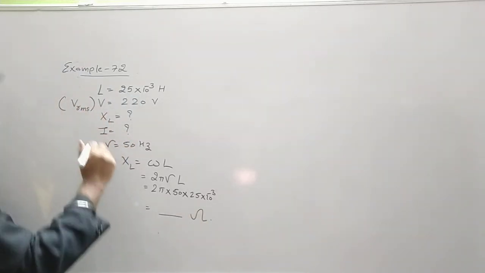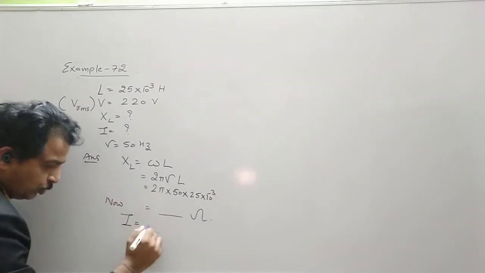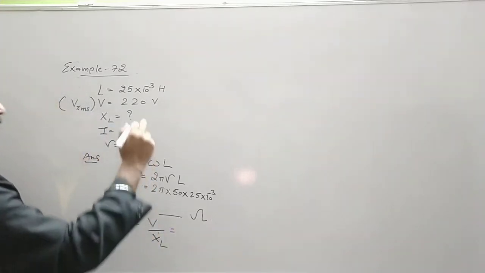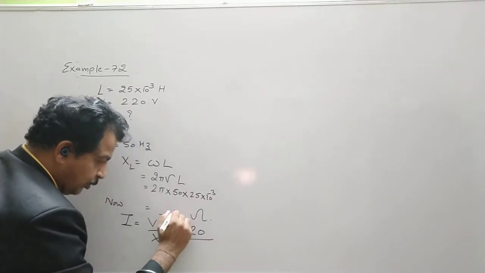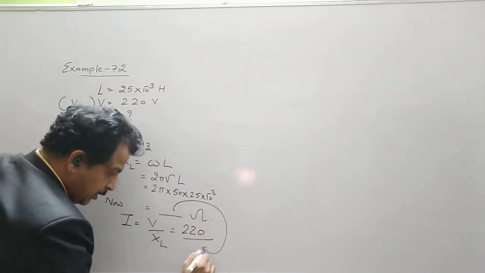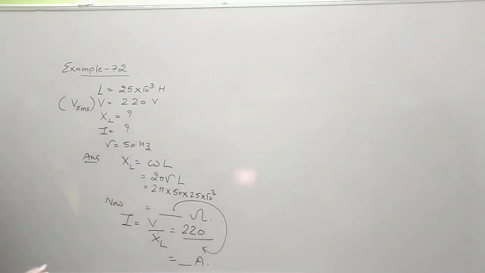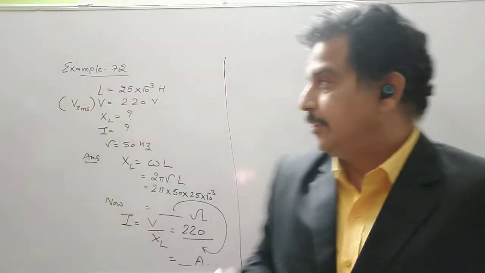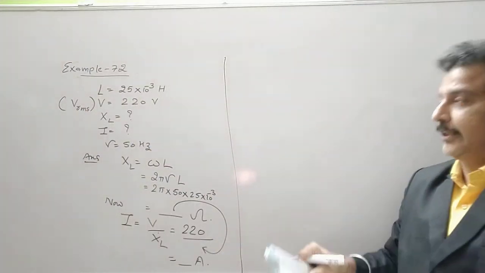Now you have to find IRMS. So IRMS is equal to Ohm's law only. So I is equal to V upon XL. V is equal to 220 volt, and whatever answer you get for XL, you substitute this value here and find the answer. The current flowing in the circuit should be this much ampere. So this is the direct application of the inductive circuit.